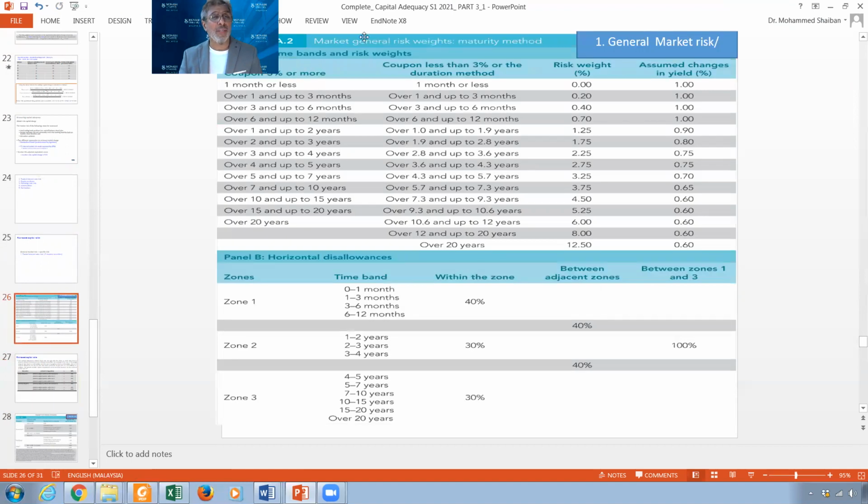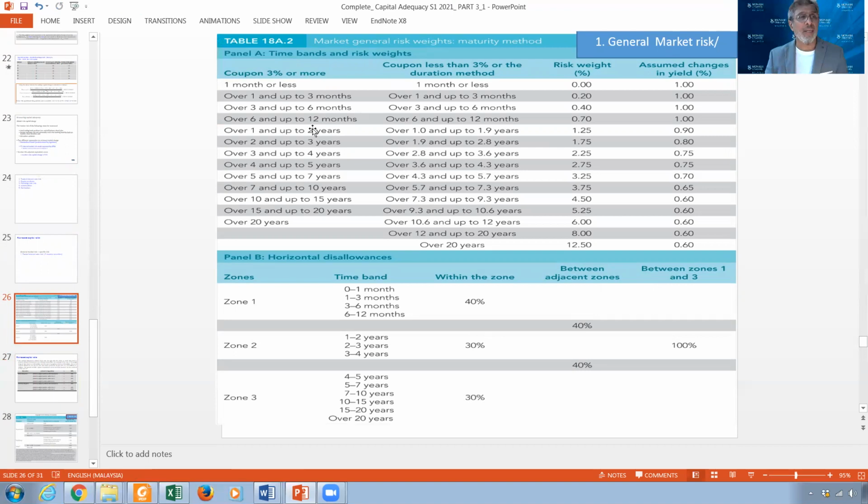So they come up with the requirement that you have to have bands, and if you remember, the bands are like the durations. So we have 1 month or less, 1 month up to 3 months, 3 months up to 6 months, and 6 months. This is for anything that has coupons over 3%. And for coupons less than 3%, we use the duration method.